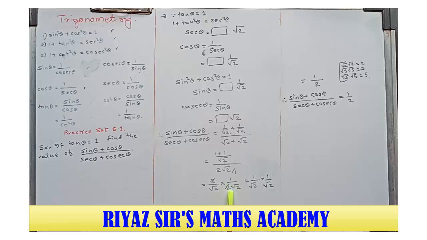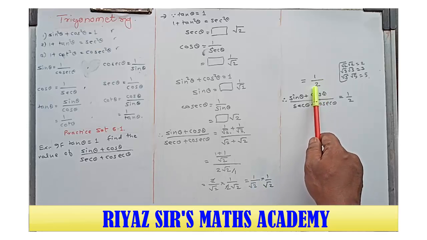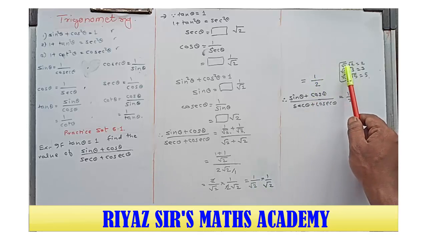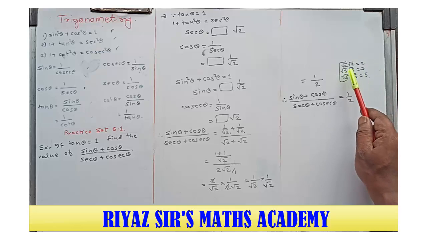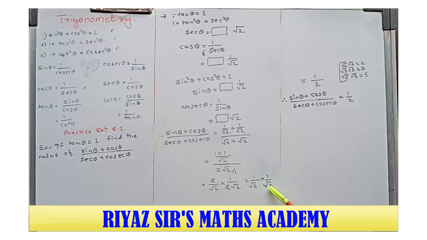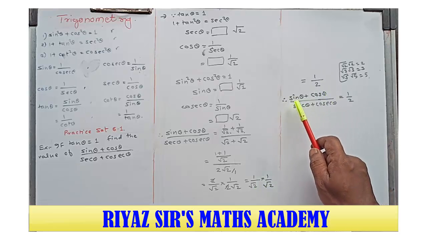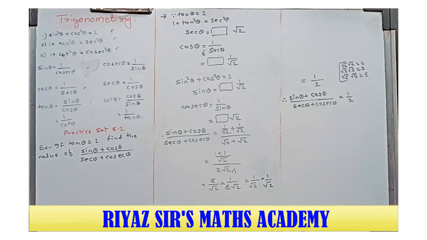So this 2 and this 2 get cancelled, and you will get 1 upon root 2 into 1 upon root 2. Here multiplication of two fractions is there, so multiply numerator by numerator, that is 1 into 1, that is 1, and root 2 into root 2, that is 2 only. So remember one formula here, root 2 into root 2. In 9th standard we have studied surds, multiplication of two surds. So here root 2 into root 2 is 2, root 3 into root 3 is 3, root 5 into root 5 is 5. So in this way root 2 into root 2 is 2, and therefore the value of sin theta plus cos theta upon sec theta plus cosec theta is equal to 1 upon 2.